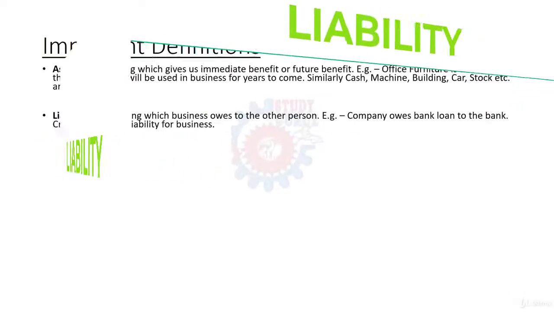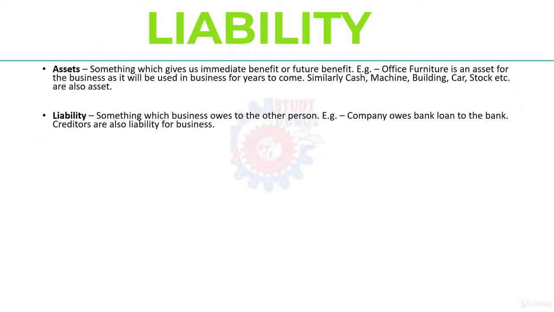Coming on to liabilities. Anything which a business owes to others is a liability. If a business has taken a bank loan, it owes this amount to the bank. Hence, this is a liability. Also, the interest to be paid on the loan is also a liability. Salary to be paid to the staff every month is a liability for the business.